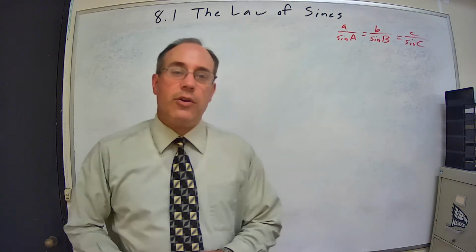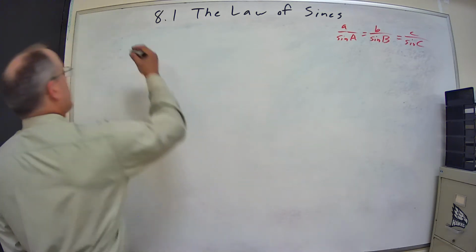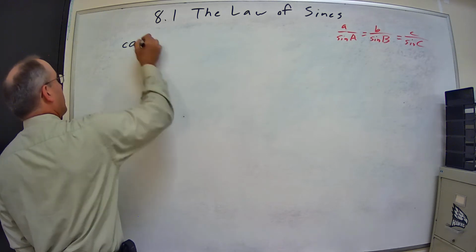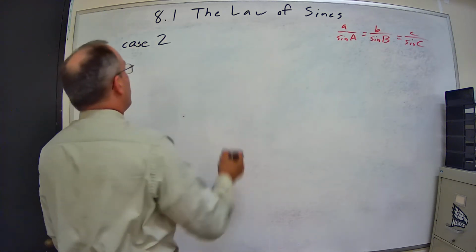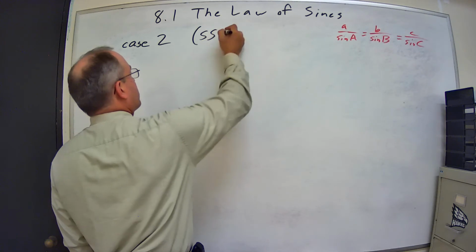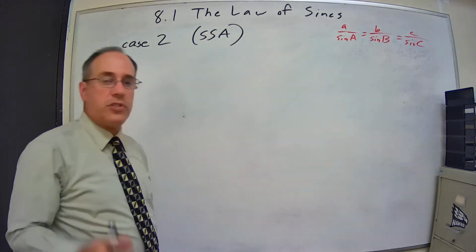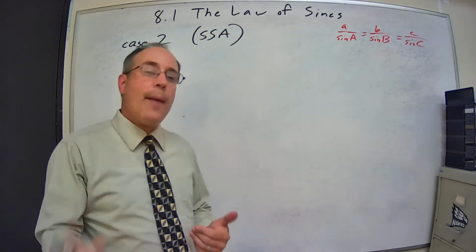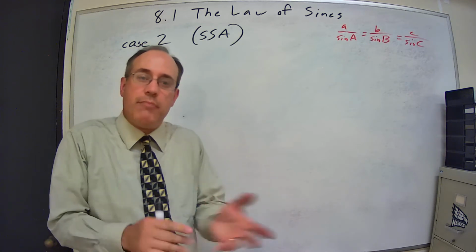The case we're going to deal with now is case 2, which is where we have side-side-angle. We have two sides, and we have the angle opposite one of those sides, but not the angle in between them.